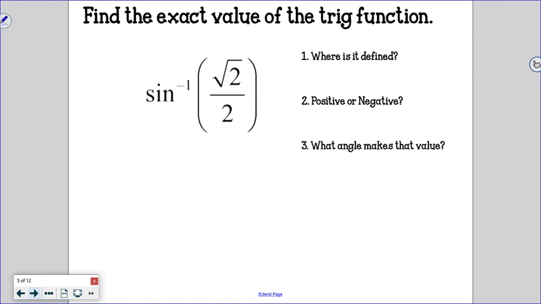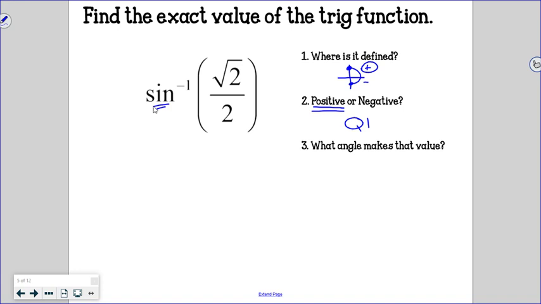So where is inverse sine defined? That's where you would see me draw this picture for inverse sine. Quadrants 1 and 4. This is a positive number, which means of these options, positive is quadrant 1. Our answer is going to fall into quadrant 1.